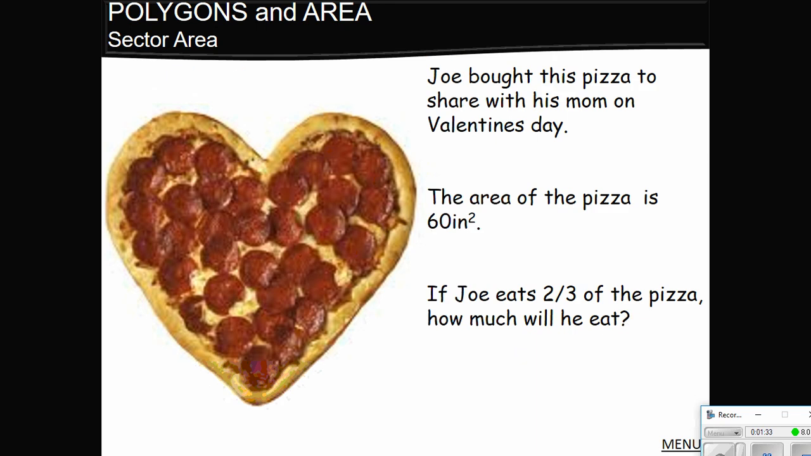Here's a different shaped pizza, and we could take the area of the whole thing and multiply it by 2/3. In this case, it says somebody wants to eat 2/3 of the pizza. So to find the area of 2/3 of it, we find the area of the whole thing and multiply by 2/3. Really simple.